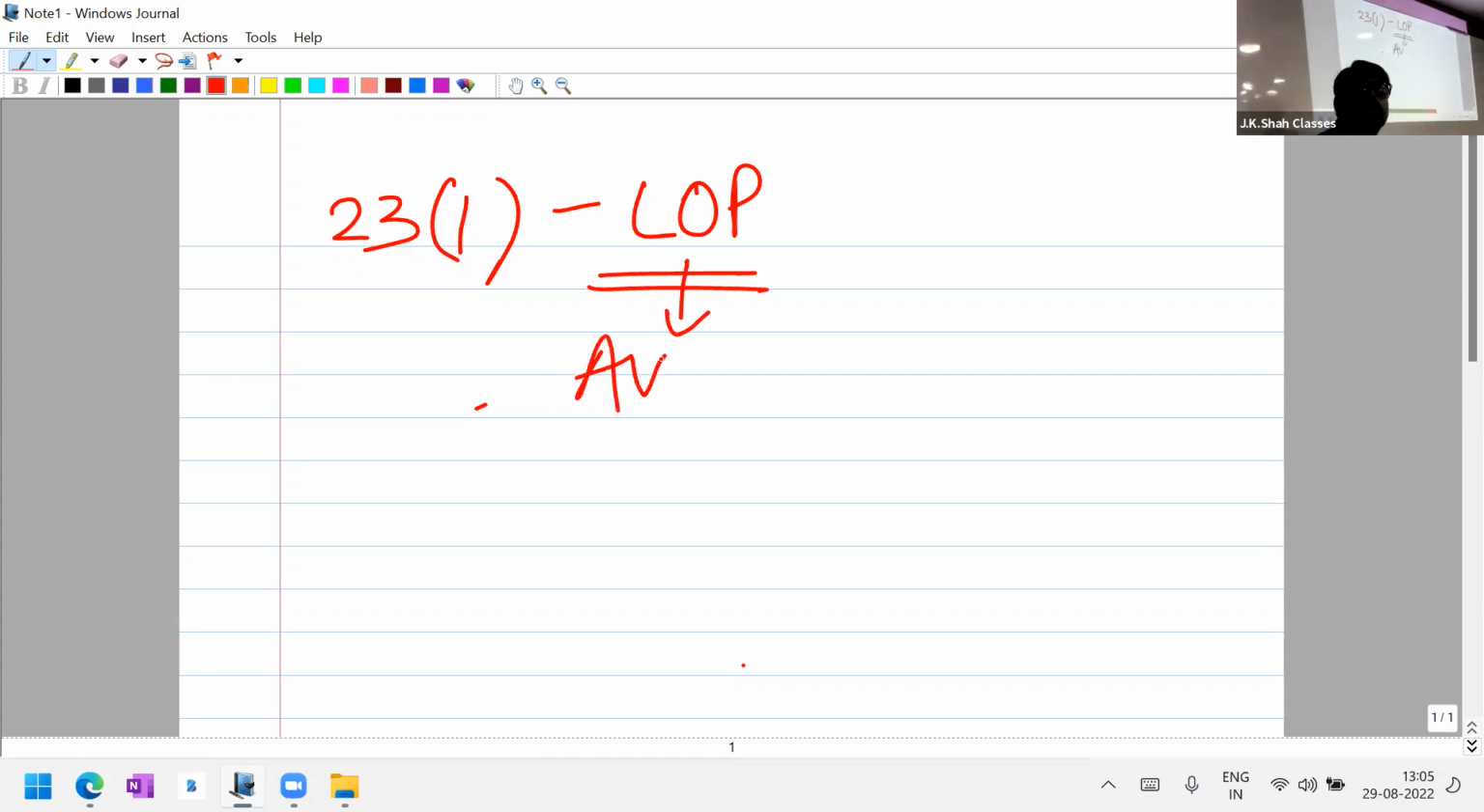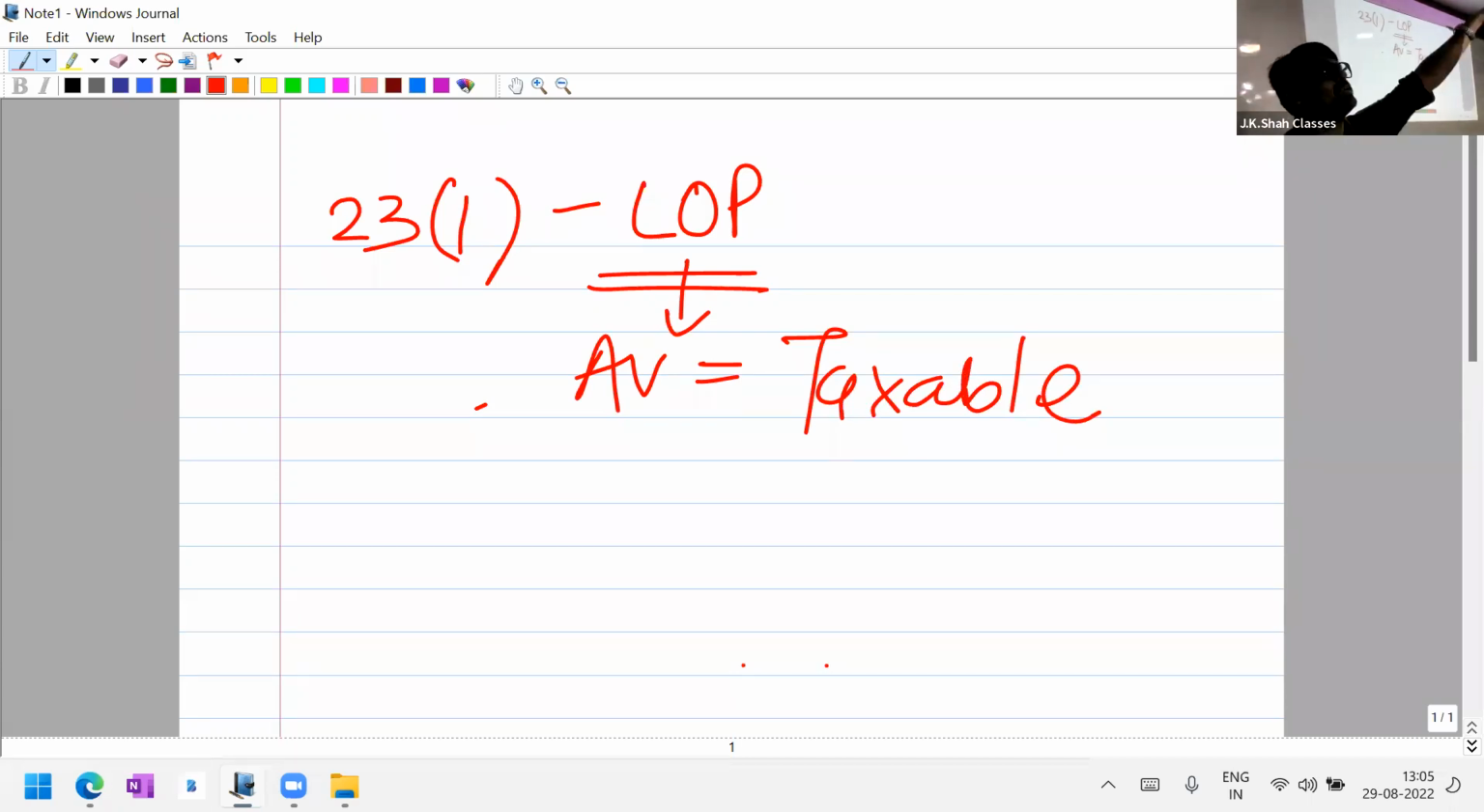Yes, sir. This annual value you are supposed to calculate, and this is taxable also under the head income from house property. So for all the let out properties you are having, you have to compute annual value, and that annual value will also be taxable. Where is it written? Section 23, subsection 1. How to determine this annual value, I will discuss a little bit later.